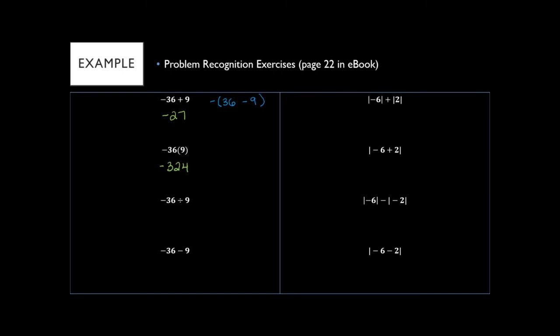The next one, we have negative 36 divided by 9. So you do 36 divided by 9 first, which is 4. And then there's a single negative sign, so our answer is negative. So that's going to be a negative 4.